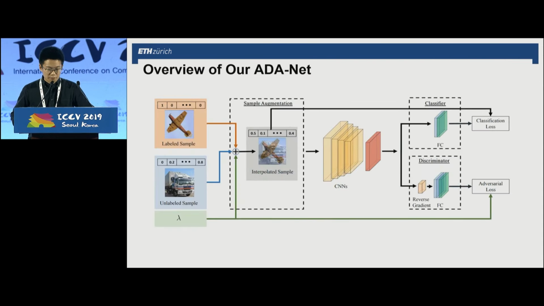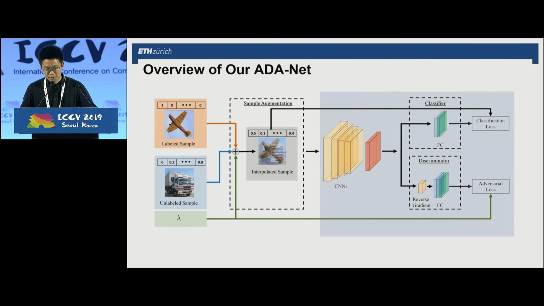Let's take a look at the final proposed model. On the right side, in addition to the classification branch, we have a discriminator to distinguish labeled and unlabeled samples. Then, for each mini batch, we use a cross-set sample augmentation strategy to generate and interpolate samples and labels, and use them as training data to train our AdaNet.